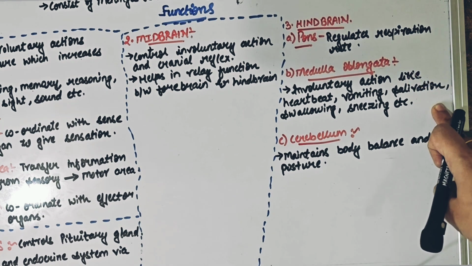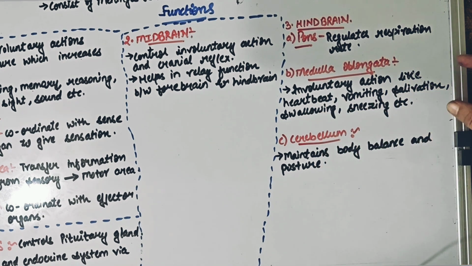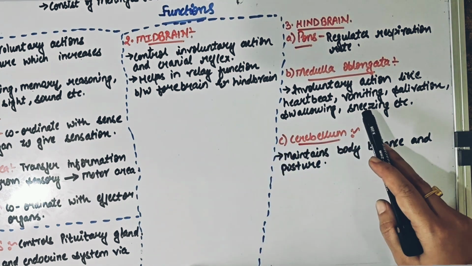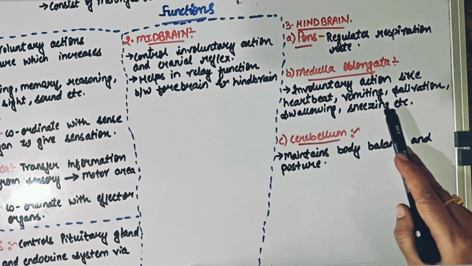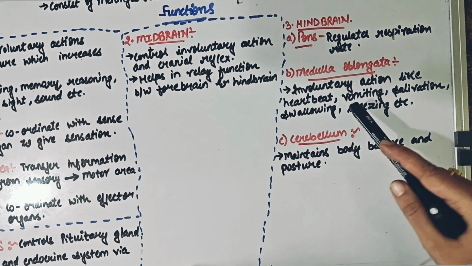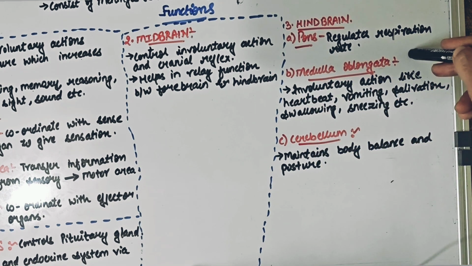Medulla oblongata also controls our involuntary actions, and actions like what? Actions like your heartbeat, vomiting, salivation, swallowing and sneezing. These are all involuntary activities which we can't control, and they are taken care of by the medulla oblongata.